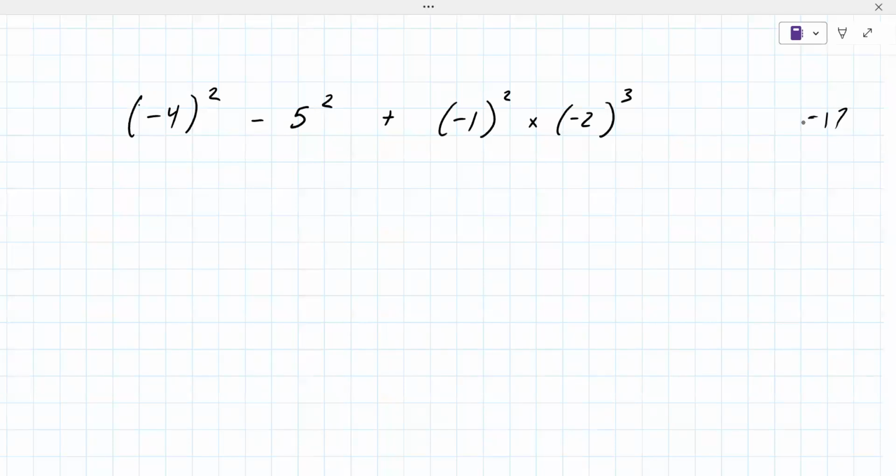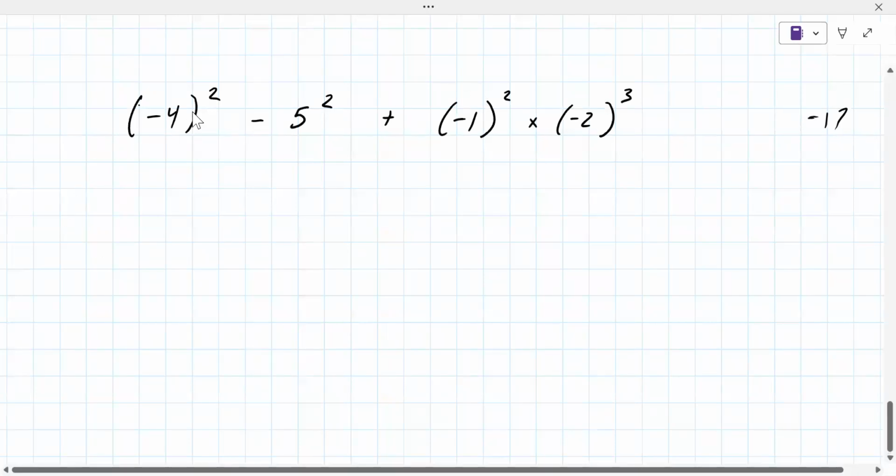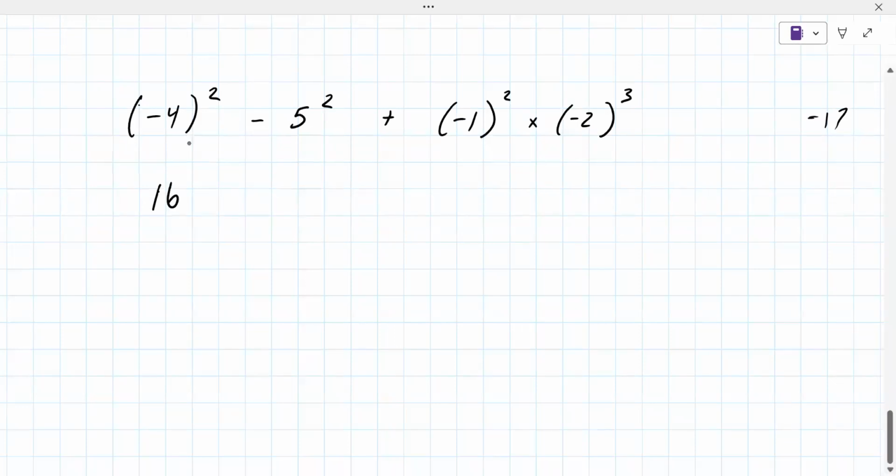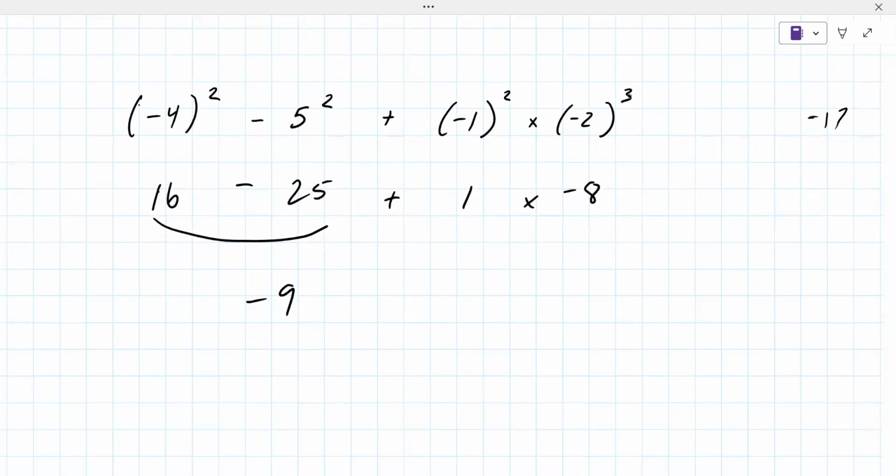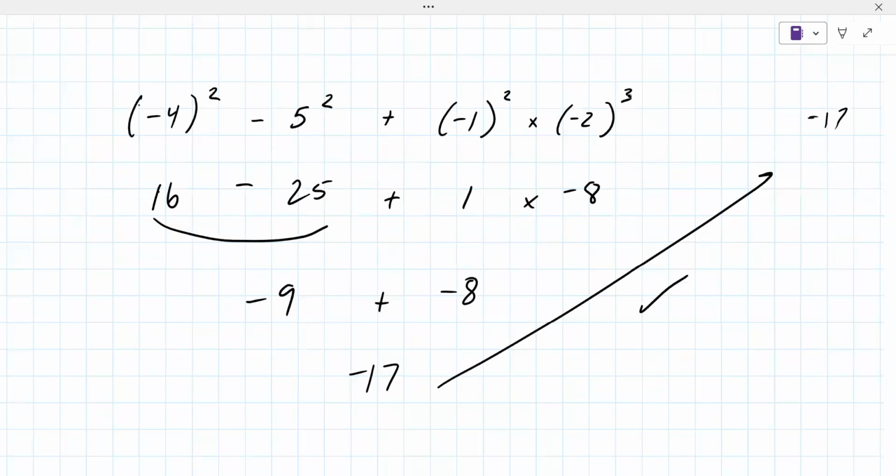Let's take a look here. You're going to give me some of your steps. What is -4 to the power of 2? 16. 5 to the power of 2? 25. And then -1 to the power of 2? 1. -2 to the power of 3? -8. Good. 16 minus 25 is -9. 1 times -8 is -8. You are correct. Really good.